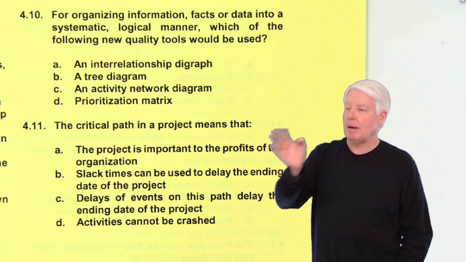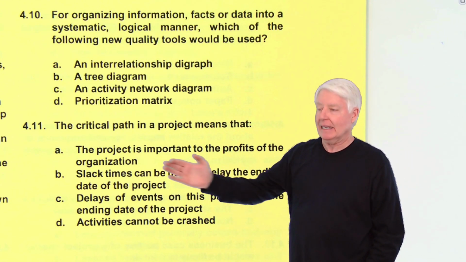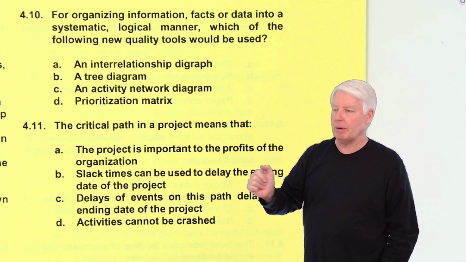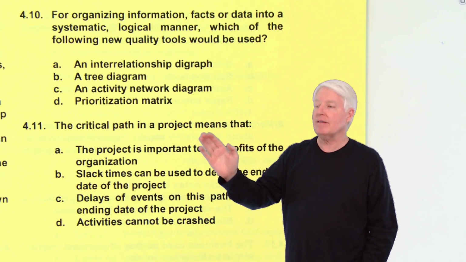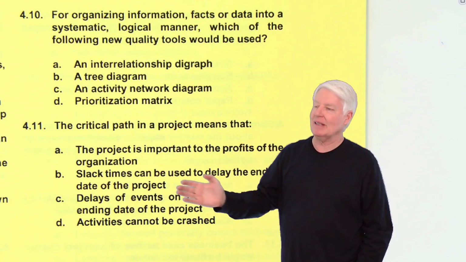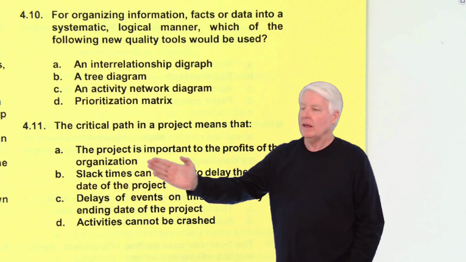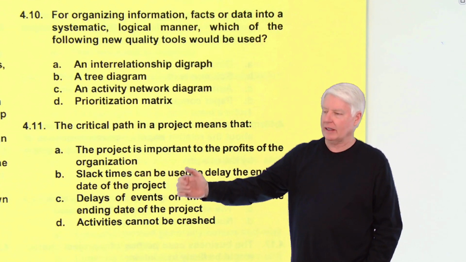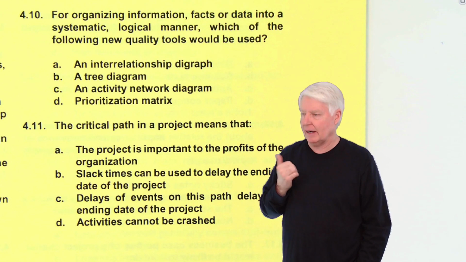411, the critical path in a project means that the project is important to the profits of the organization. No, this is a vocabulary question. So again, could you look this one up? Yes. A lot of these are lookup ones in this section. We decided to throw A out of there.